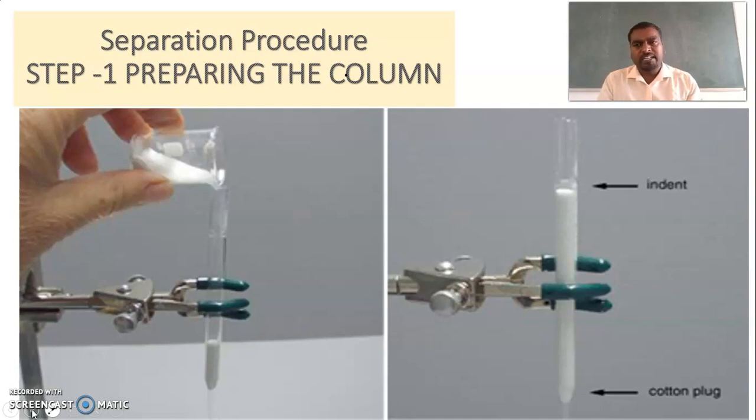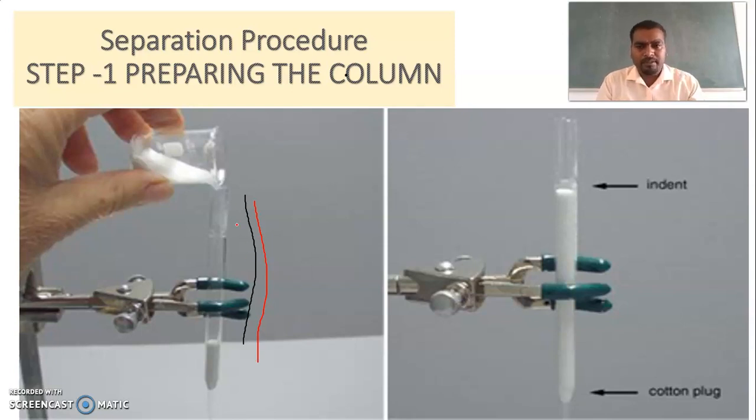Now let us understand the experimental procedure of the column chromatographic technique. In column chromatography, the first step is to prepare the column. The column preparation is very important, because it decides the resolution and separation efficiency. Just observe the figure. This is a column. It is like a burette which is used in volumetric analysis in the laboratory.